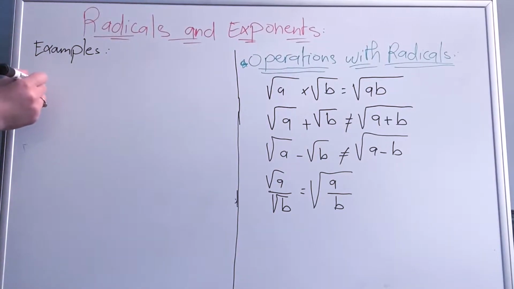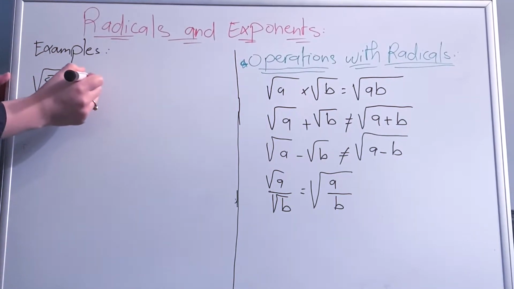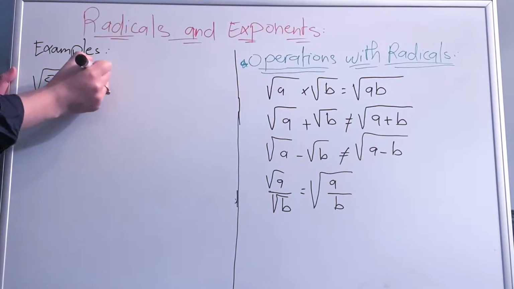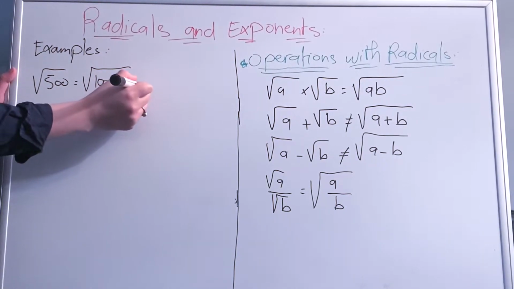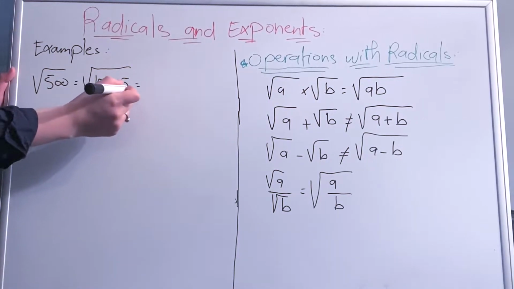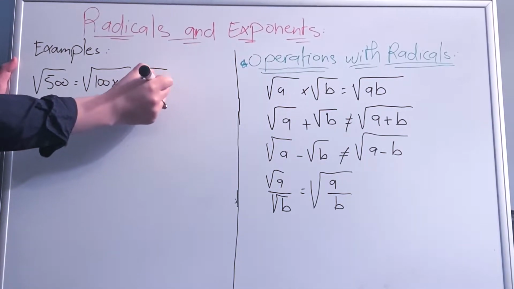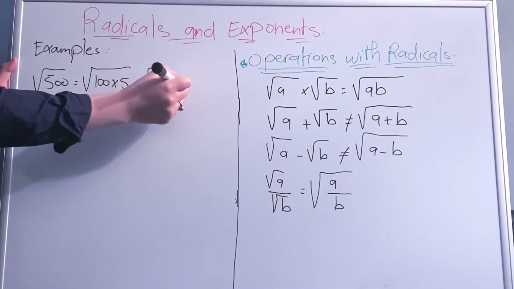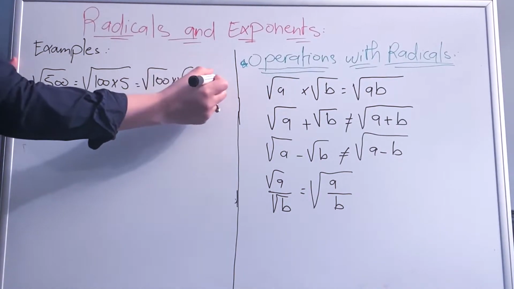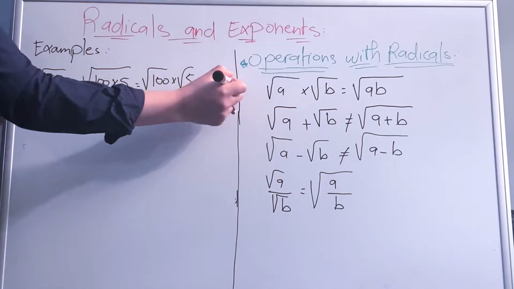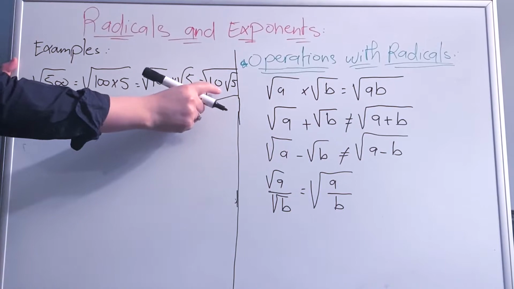For example, we have the square root of 500. We write the square root of 100 multiplied by 5, and we separate the square root. We write the square root of 100 multiplied by the square root of 5, and the square root of 100 is equal to 10, and the square root of 5 is going to stay the same. So it's equal to 10 square root of 5.